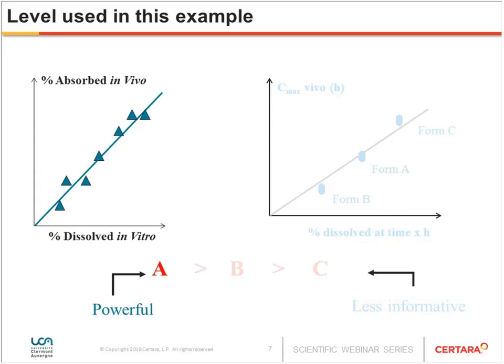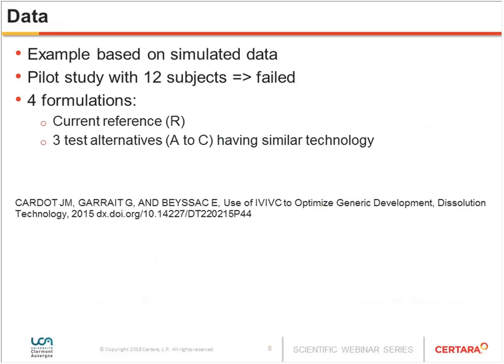In this example, we are going to use the level A, that means correlating together the full in vivo absorption profile with the full in vitro dissolution profile. The data that I use and that you will find in the template were published in Dissolution Technology, which is an open access paper. It is going to simulate data of a pilot study with 12 subjects in each group. You have 4 formulations: the current formulation, which is the reference, and 3 test alternatives, A to C, and all the test alternatives have the same technology. That means they have the same release characteristics and mechanism. They are going to differ by the rate of release.